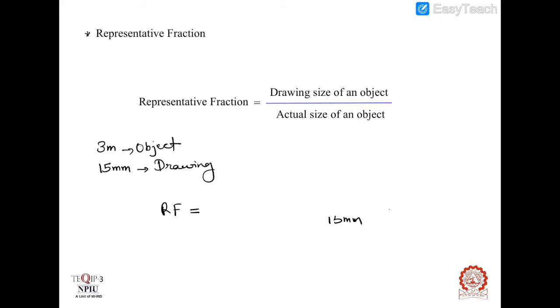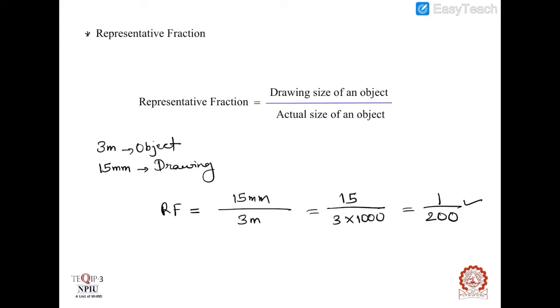Representative fraction is the ratio of drawing size to the actual size. So what is the drawing size here? Drawing size is 15 mm and the actual size of the object is 3 meter. So this will be 15 divided by 3 multiplied by 1000, which is equal to 1 divided by 200. So this is the representative fraction for this case.